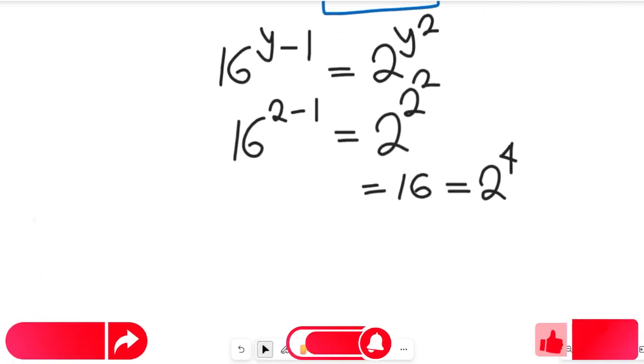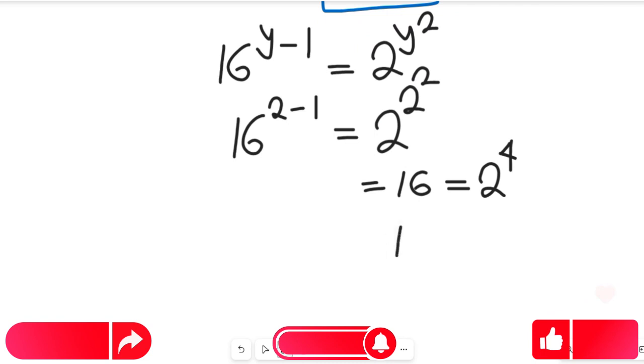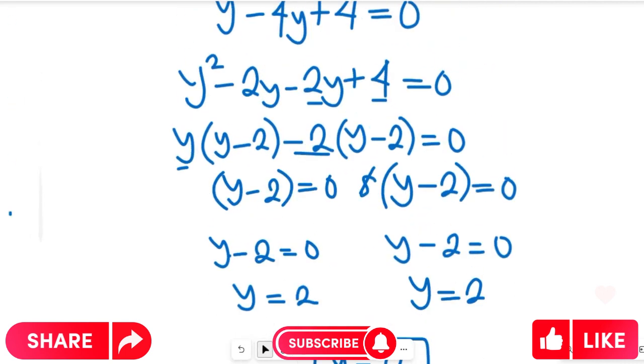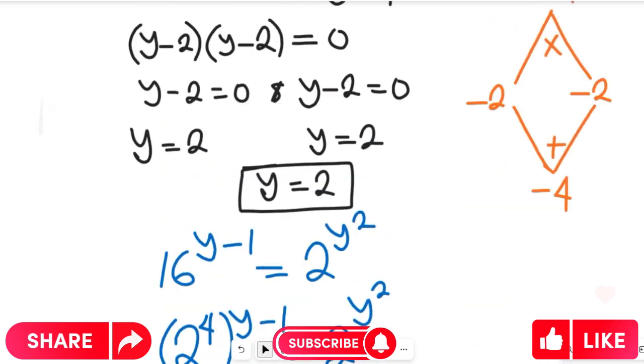So if we simplify that, we are simply going to have 16 to be equal to 2 times 2 is 4, 4 times 2 is 8, 8 times 2 is 16. So 16 is equal to 16. So our y equal to 2 truly satisfies that exponential equation that is given to us up there.